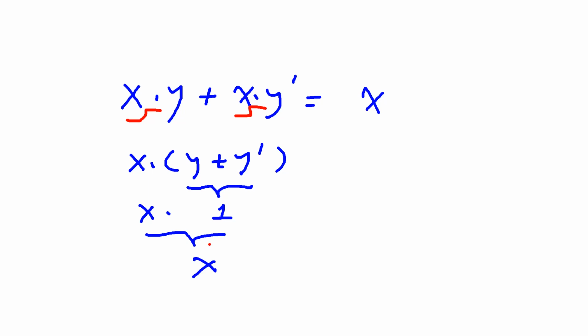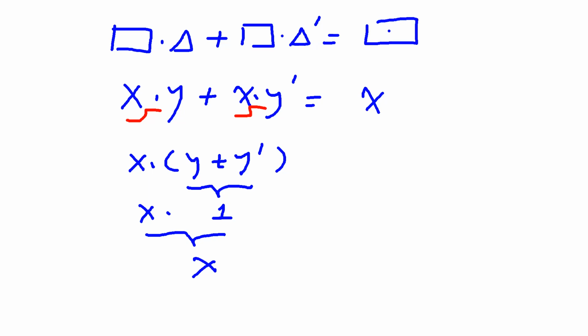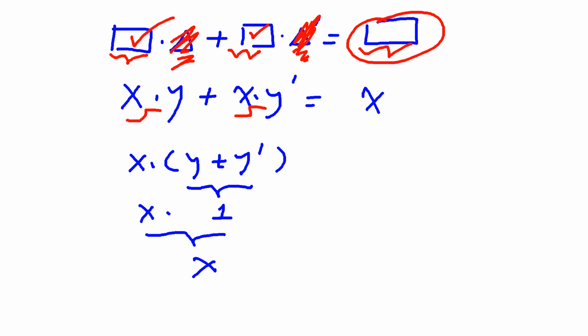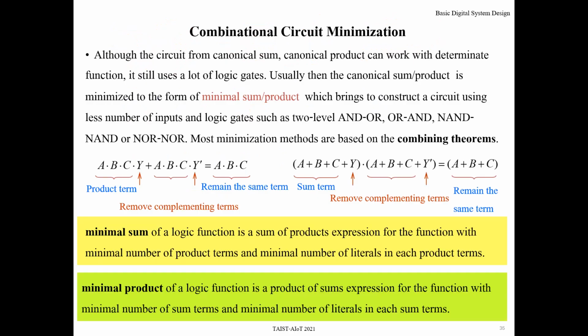is x. So in general, this term and this term plus this term and triangle term prime, the result will be this term. It's the same part. The opposite or different part, you can reduce by removing this opposite or different part, and the result will be the same part of these two terms. It's called the combining theorem.